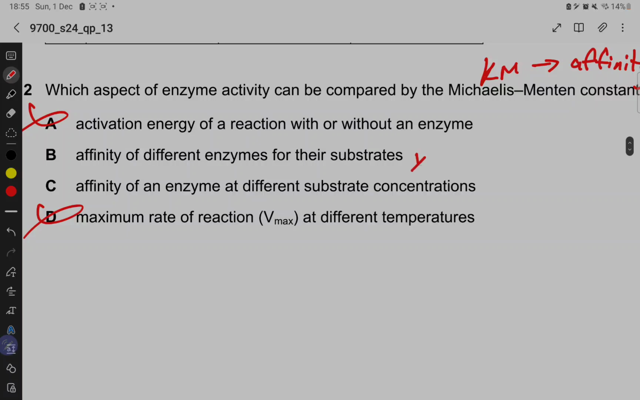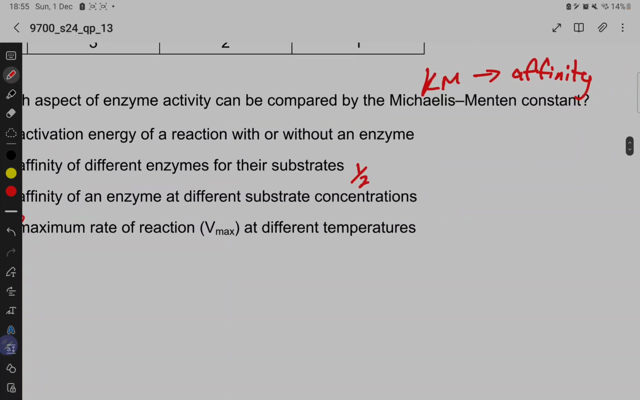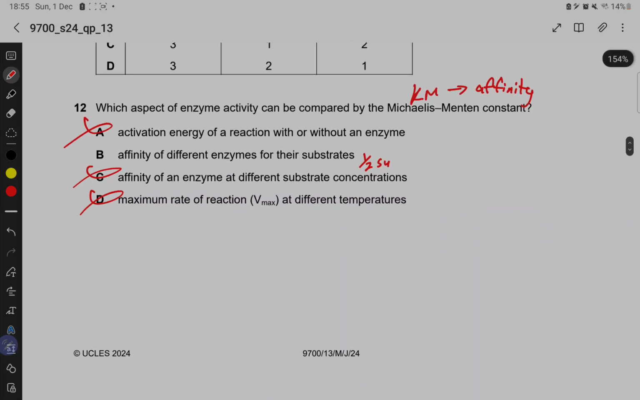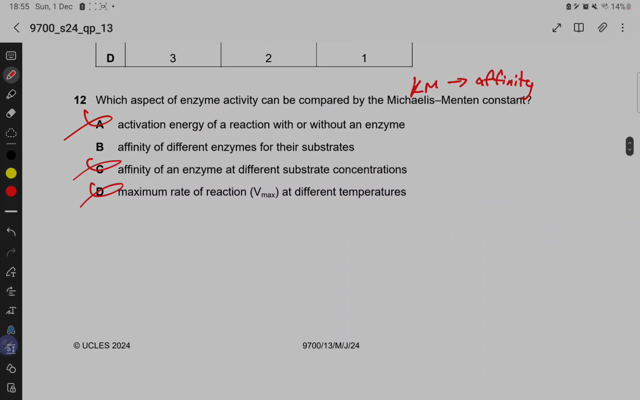Km value will always be at 1/2 of the substrate concentration of Vmax, so it won't be C. But if you compare the affinity or the Km value between different enzymes and substrates, and you can clearly see there are different values and different levels of affinity, so it's B.